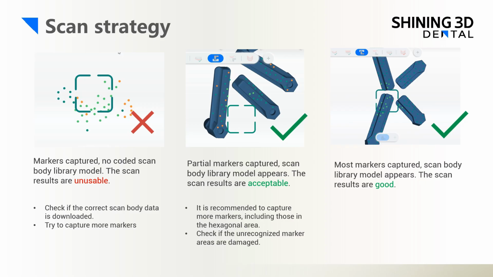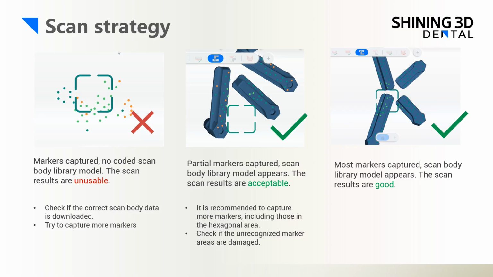But still, if you find the results are not ideal, you can follow this page for troubleshooting. The first result is that markers are captured, but no virtual high-accuracy coded scan body appears in the interface after the scanning of the markers. Then the scan results are unusable, which means you need to check if you're using the correct corresponding scan body data for this specific case, and whether you downloaded the correct high-accuracy coded scan body kit data for this case. You still need to try to capture more markers to see whether the virtual high-accuracy scan body will appear in the interface.